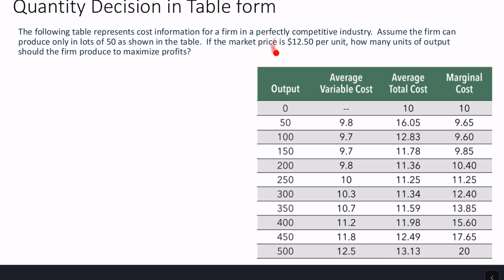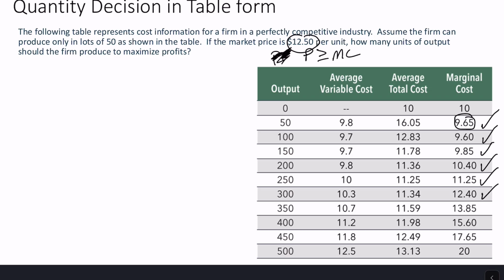Great. So we're going to take our price of $12.50 and look for where it is greater than or equal to our marginal cost. If price is greater than marginal cost, you want to produce it. If price is equal to marginal cost, stop. If price is less than marginal cost, don't produce there. So we want to keep comparing our marginal cost to $12.50. That second row with 50 lots, $9.65 for marginal cost. Is that less than $12.50? Yep. So marginal cost is less than price. Produce that. Next one, $9.60. Produce that. Less than $12.50. Less than $12.50. Less than $12.50.